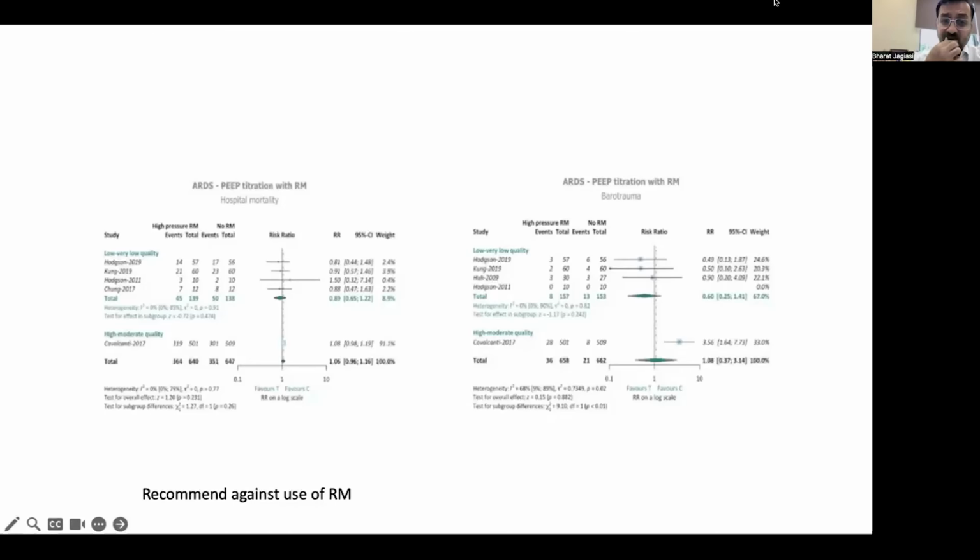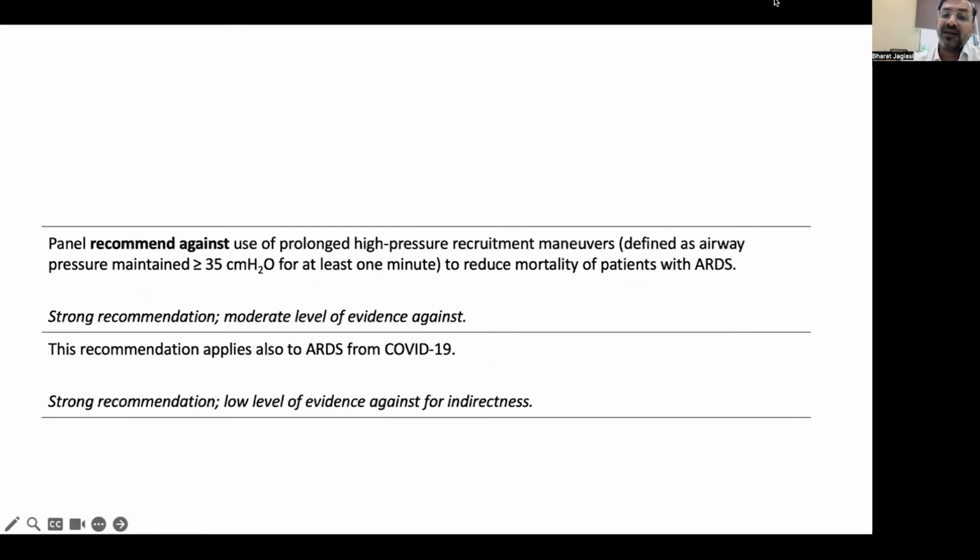So if you look into the overall pooled analysis, there's harm, an increase in mortality, when we do recruitment maneuvers, and also an increase in the risk of barotrauma. So this is the reason why the panel recommends against the use of prolonged high-pressure recruitment maneuvers.